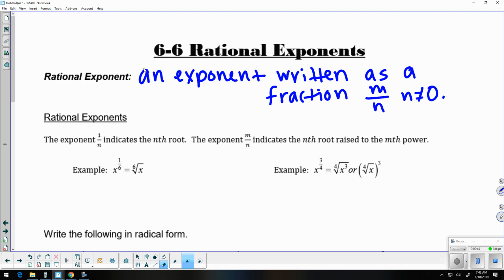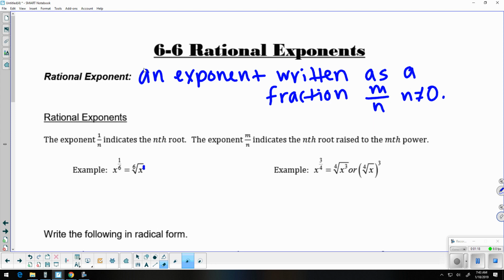It says the exponent 1 over n indicates the nth root. So example underneath, it says x to the 1/6 power is equivalent to, it's the same thing as taking the 6th root of x. So if you kind of locate where everything went, the 6 on the bottom in the denominator of your fraction is just basically going to indicate the root that you're taking. So you're taking the 6th root. The 1 is just the exponent on the x. So x to the 1/6 power again is the same thing as the 6th root of x to the first.